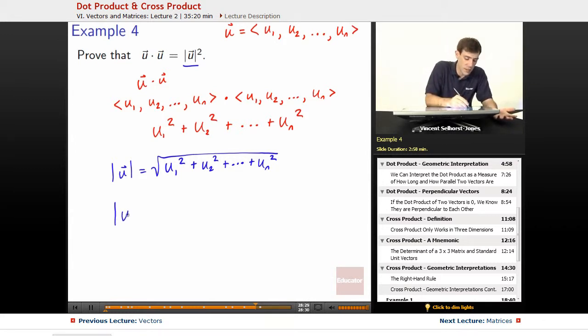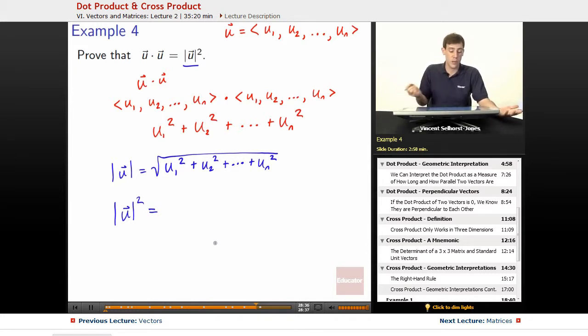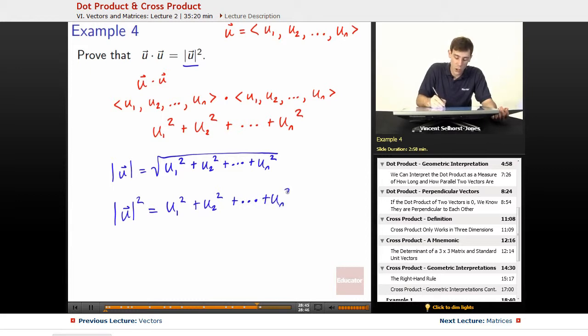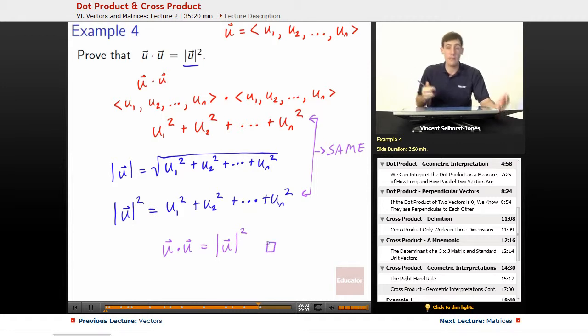Well, if we square this, then we've got magnitude of u squared equals, well, if we square both sides of that equation above, square root times square root cancels out, and we've just got u1 squared plus u2 squared up until un squared. Well, look, this and this are the same thing. So since they're the same thing, we've just shown that u dot u is equal to the magnitude of u squared. Great, proof is finished.